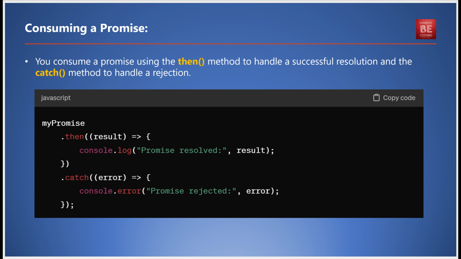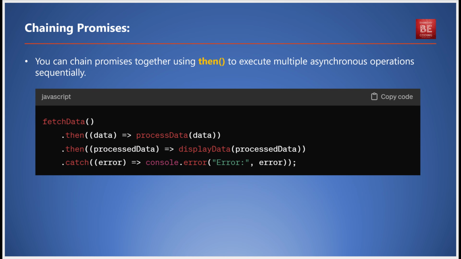But what if you want to execute multiple asynchronous operations sequentially? That's where the power of chaining promises comes into play. You can simply chain them together using the then method.